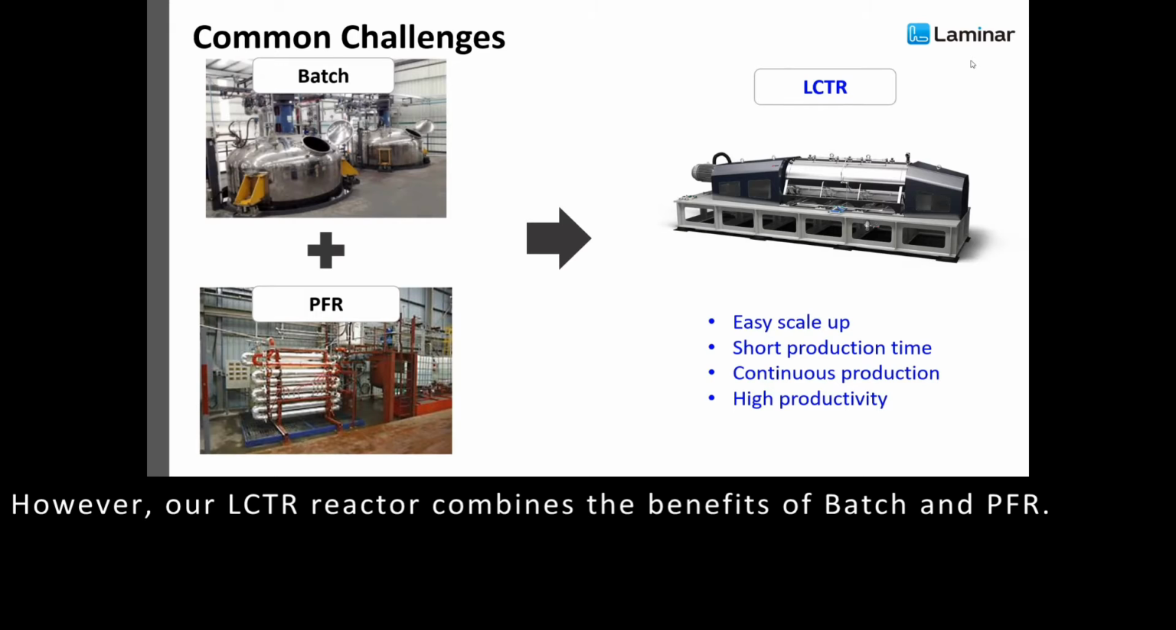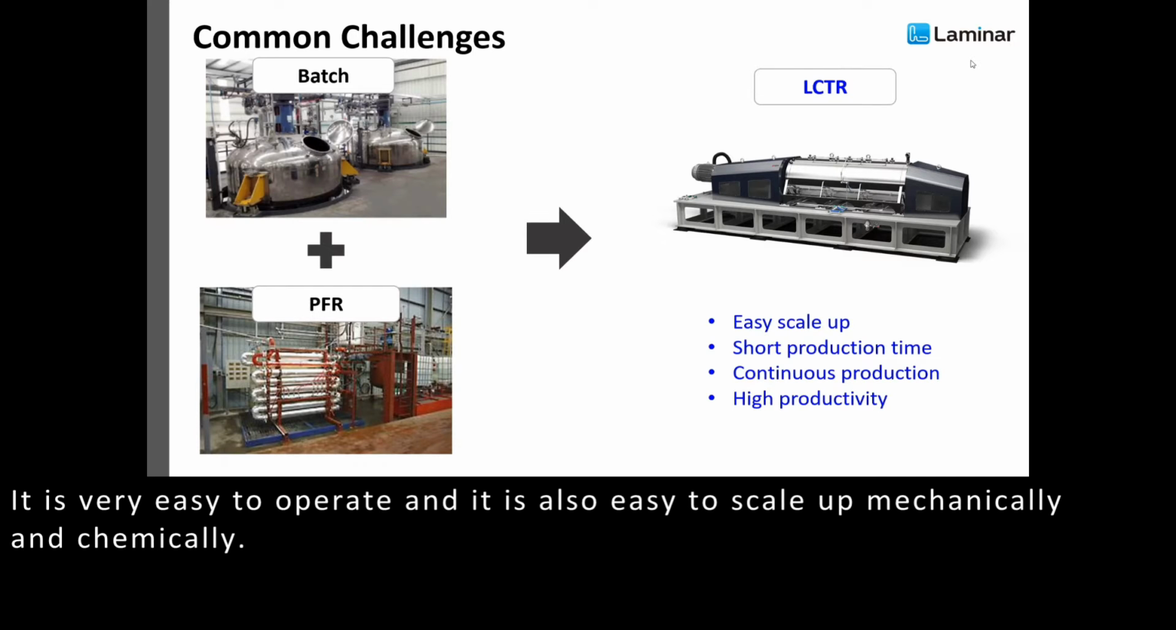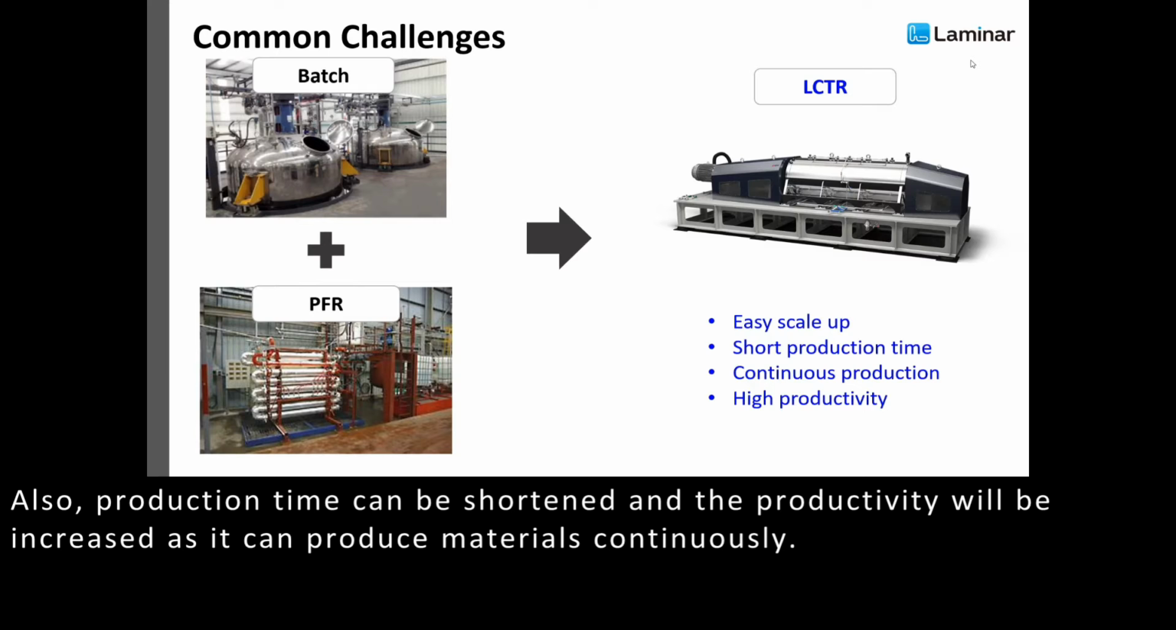However, our LCTR reactor combines the benefits of batch and PFR. It is very easy to operate and it is also easy to scale up mechanically and chemically. Also, the production time can be shortened and the productivity will be increased as it can produce materials continuously.